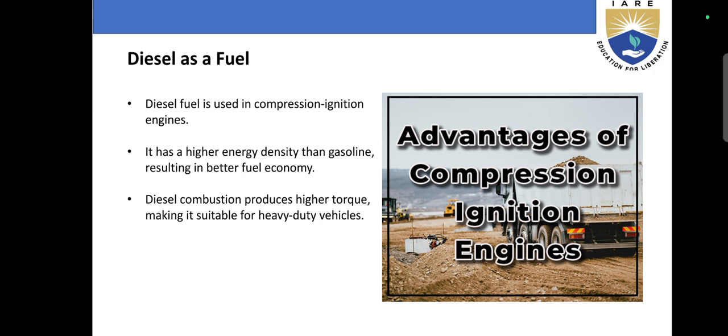Diesel and gasoline are both fuels used in engines, but diesel is used in compression ignition engines. It has higher energy density than gasoline, which gives better fuel economy, and diesel combustion has higher torque. It is used for heavy duty vehicles like trucks, tippers, etc.